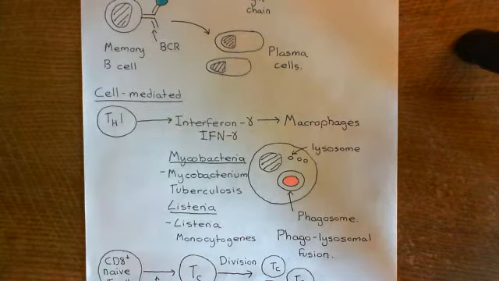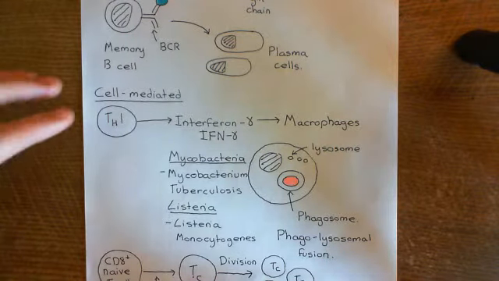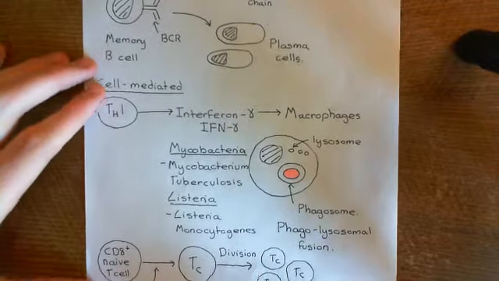Okay, so it turns on a huge number of macrophage killing tactics that weren't on before. It makes the macrophages more powerful. It gives them new powers. Okay, so what's the use in this?